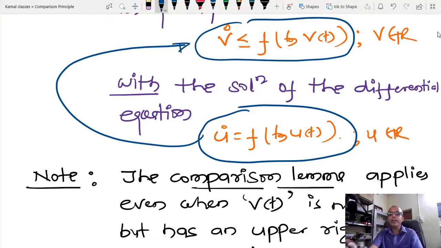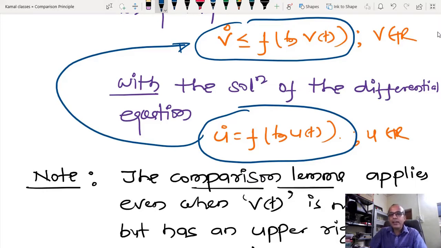Whenever you have a differential inequality and you are going to solve some problem, what you have to do is convert that differential inequality into an equivalent differential equation. Using the result of the comparison lemma, it is possible to show that I am able to know the bound of the solution of the original equation.